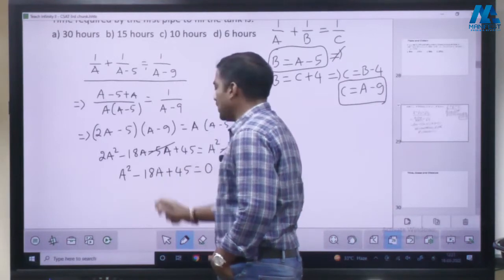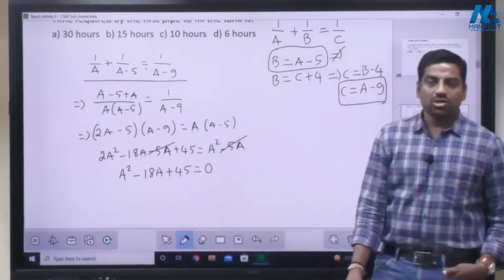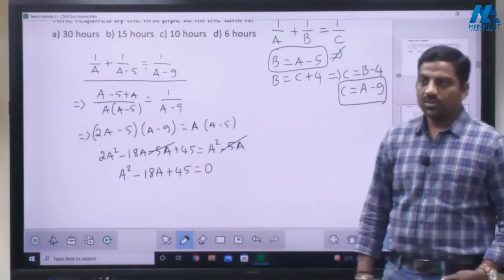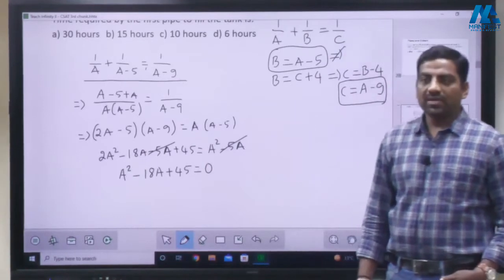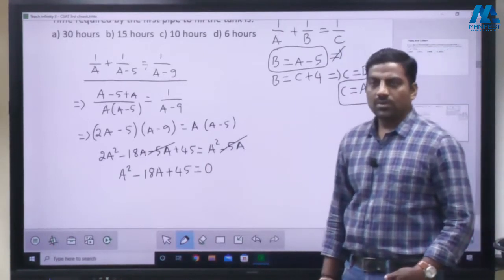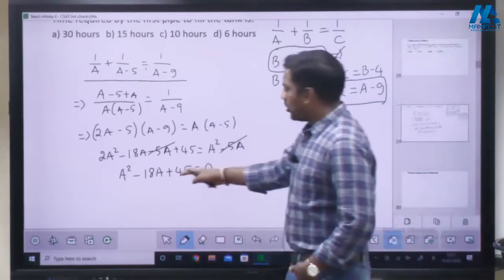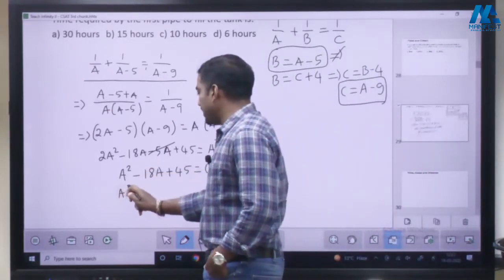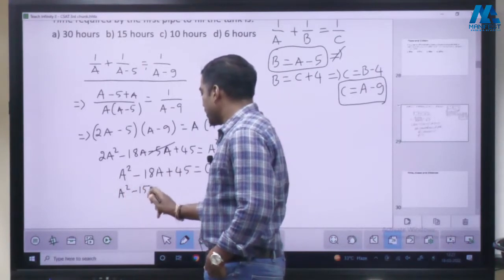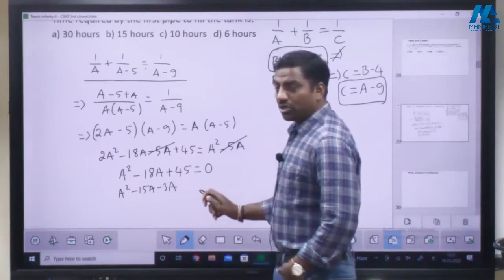You have to split the middle term. You have to get the product as 45 and the sum should be 18. So what are the factors of 45? 3 and 15, or 9 and 5, or 1 and 45. But here you have to get the sum as 18. So it is A square minus 15A minus 3A. Here only your sum is done. You need not write further.